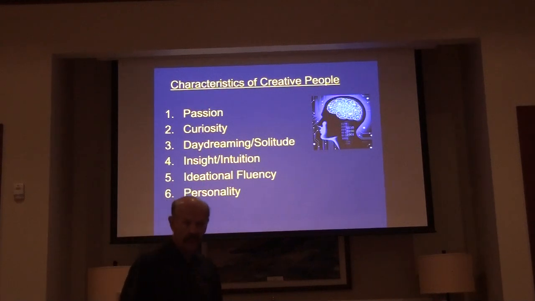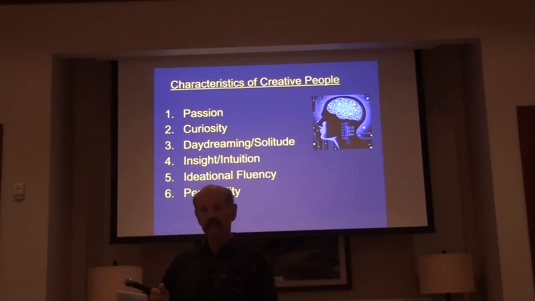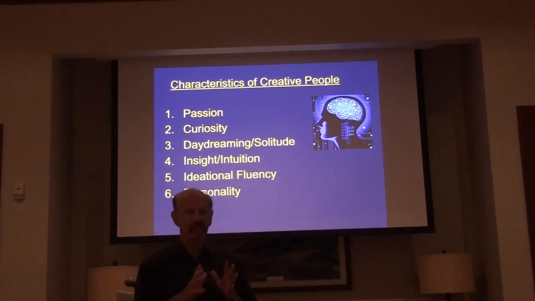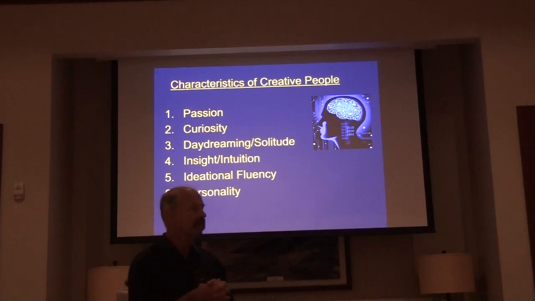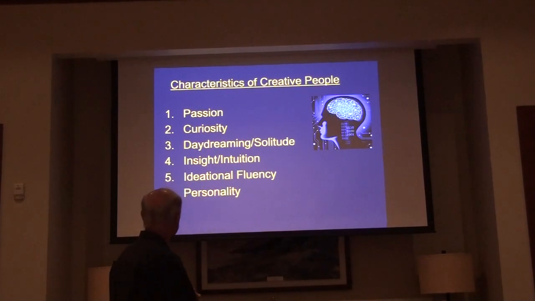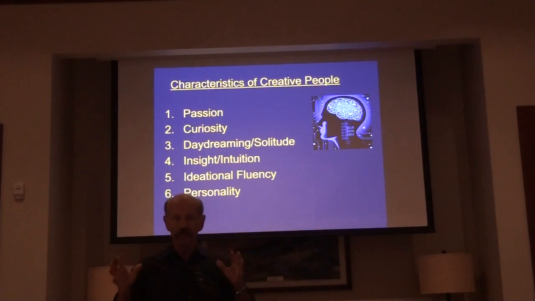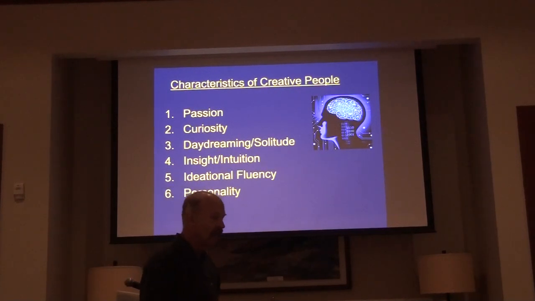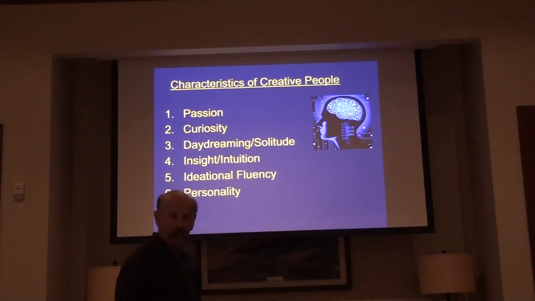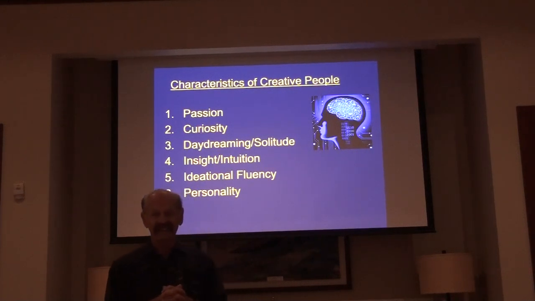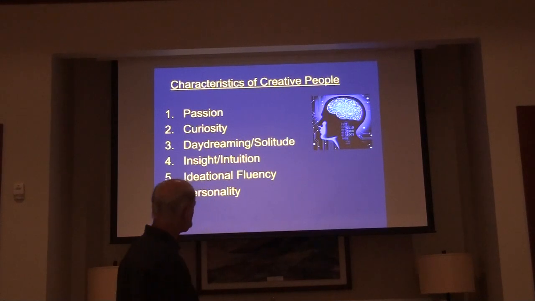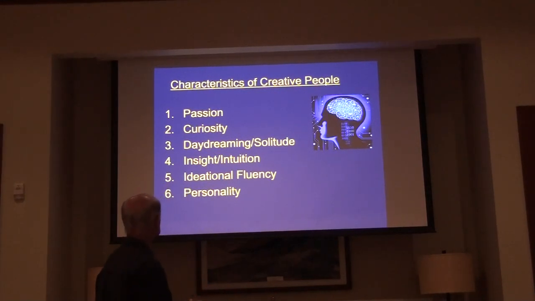So this brings us, we've talked a lot about the adages and some of the locks. Let's look at some characteristics of creative people. I'm talking about the big C creative people, like the Einsteins and the Picassos and the Feynmans. I've listed six categories, and I'm going to go through each of these. But at the end, I'd like you to decide which one you think is the best predictor of creativity. I asked my wife, I just showed her this list, and I said, well, just pick one. I didn't go through this talk. And she picked it out. I was pretty impressed. So let's see if you can find it. We have passion, curiosity, daydreaming, solitude, insight, intuition, ideational fluency, lots of ideas, and personality.